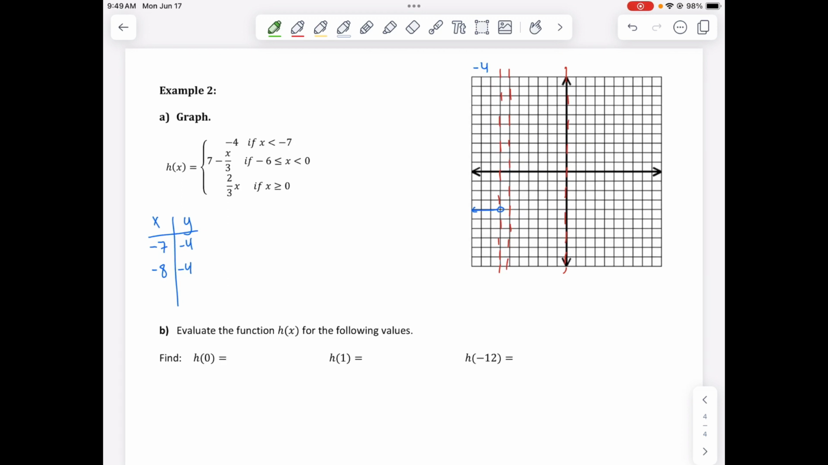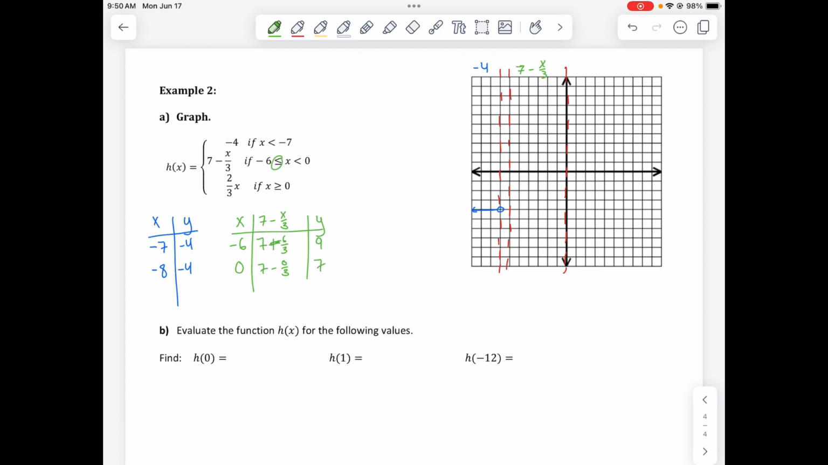Then we have the next section where x is between -6 and 0, and we have 7 minus x over 3. So I'm going to make myself a table here, and I'll leave some workspace in the middle so I don't make any silly mistakes with signs. So I have 7 minus x over 3, and I have -6 and 0 as my boundary points. So 7 minus -6 over 3, well, that becomes 7 plus 2, which is 9. And then 7 minus 0 over 3, 7 minus 0 is 7.